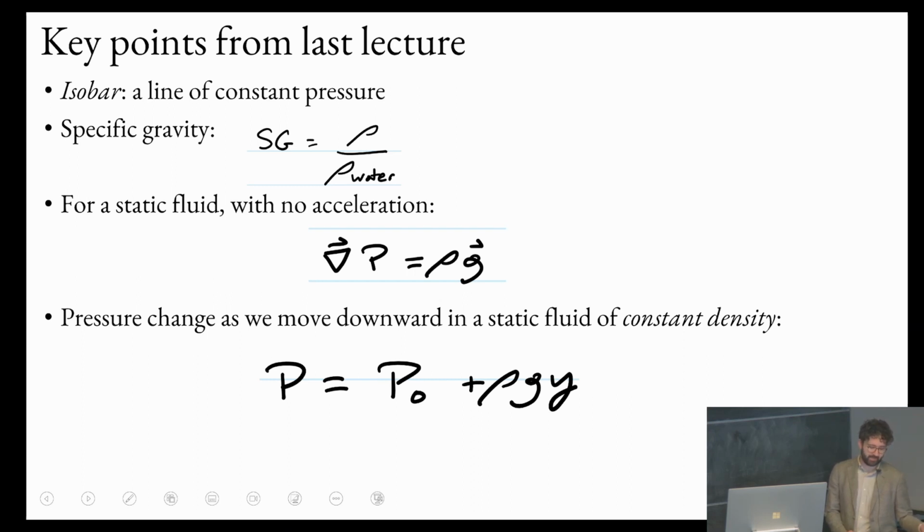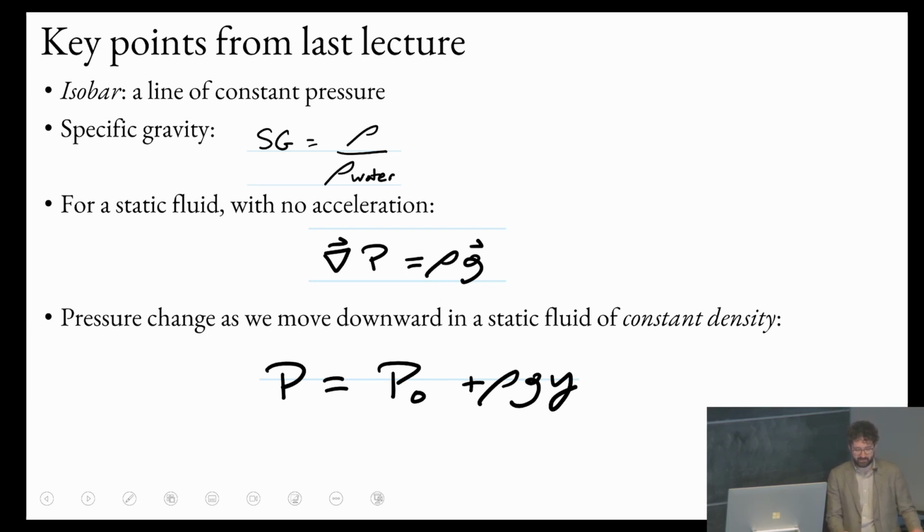Review of what we did last lecture. So we talked about hydrostatics. We defined an isobar, which is a line of constant pressure in our fluid. We can draw that in hydrostatics as horizontal lines. We talked about specific gravity, which is a way that we measure density relative to the density of water. We talked about a derivation of F equals ma for a fluid with certain assumptions, which are that we have a static fluid with no acceleration.